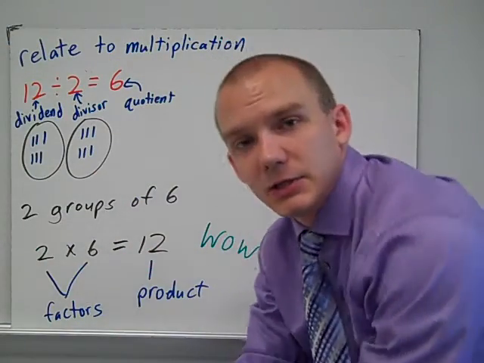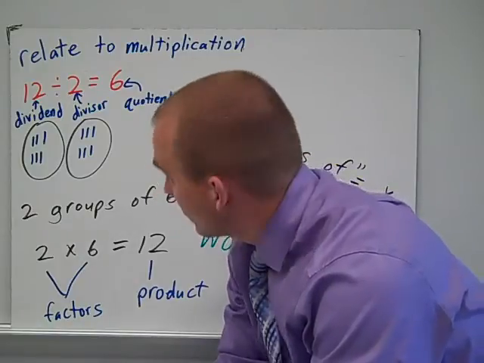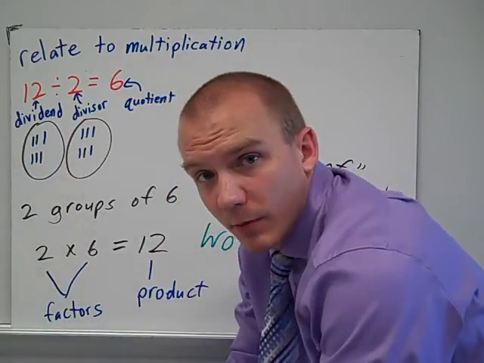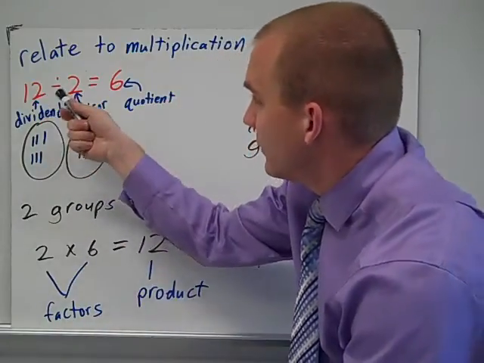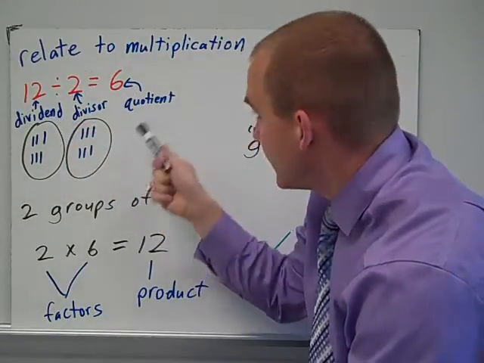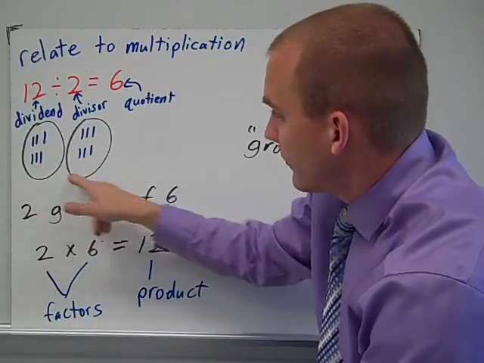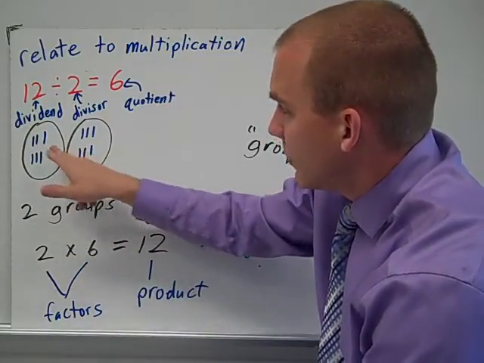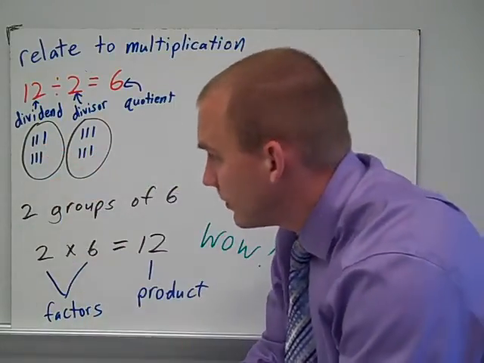Let's relate this to multiplication. You see that same number sentence written up here. 12 divided by 2 equals 6. 12 is our dividend, 2 is our divisor, and 6 is our quotient. We have 2 groups. I counted to 12. There is actually 6 in each group.